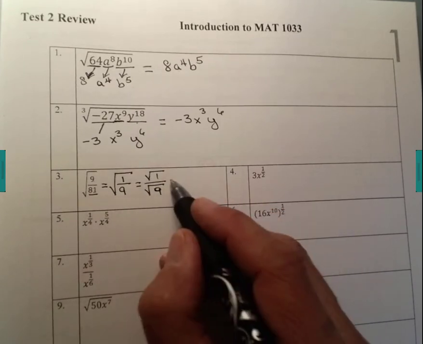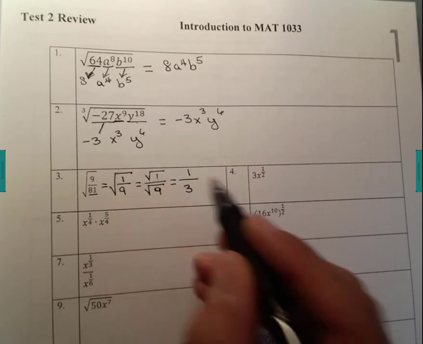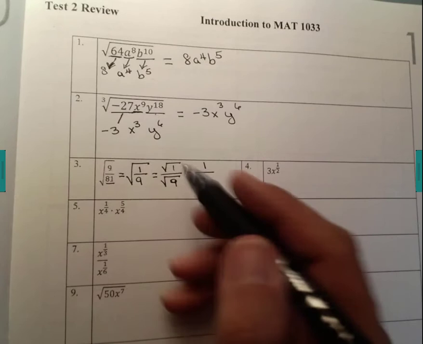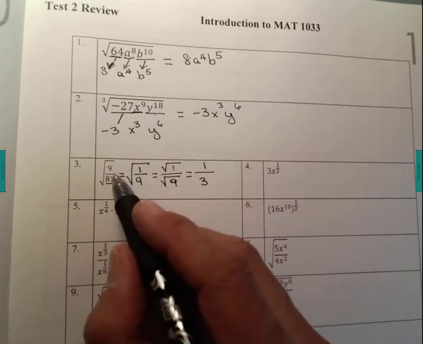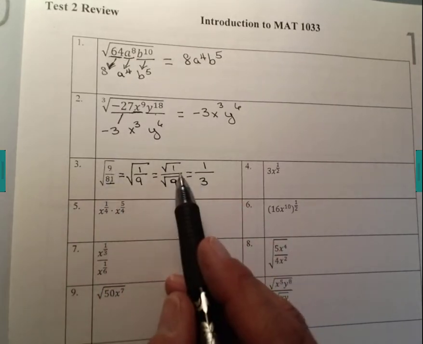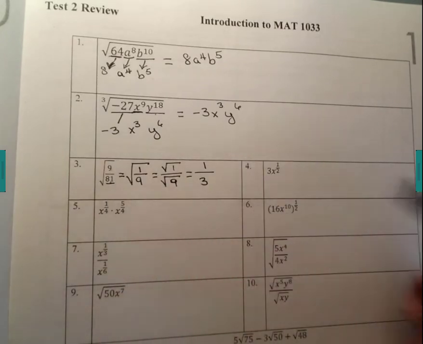Now, this just happened to work really well. The square root of 1, of course, is 1. The square root of 9 is 3, and it resolved to 1 over 3. If you had split it into 2 separate radicals, which is what I was thinking about before, I would have had the square root of 9 over the square root of 81. The square root of 9 being 3, and the square root of 81 would be 9, and then you would reduce 3 over 9 to 1/3. So you could do it either way.